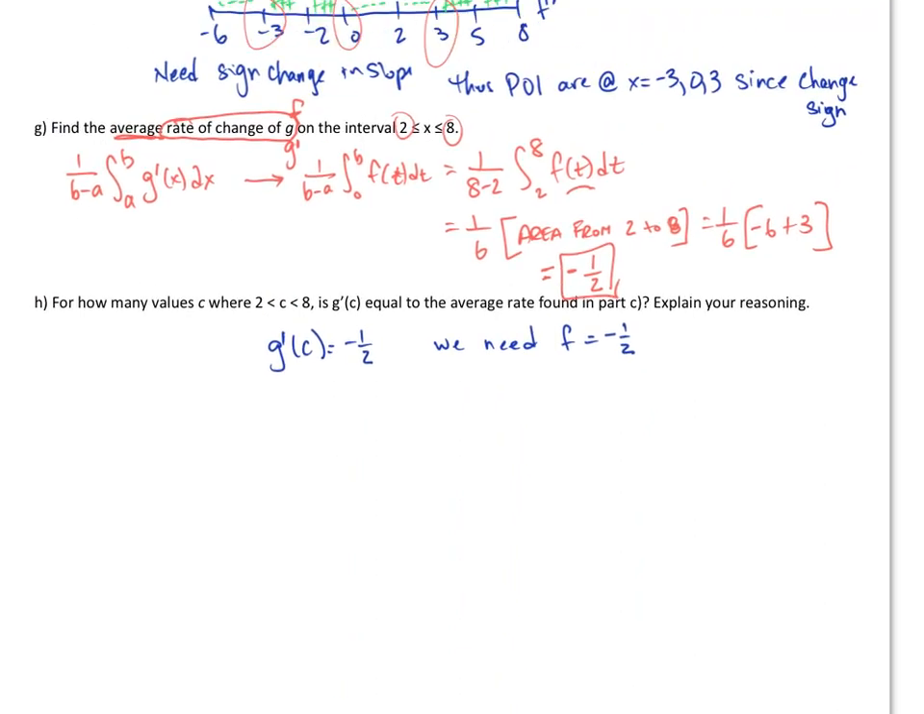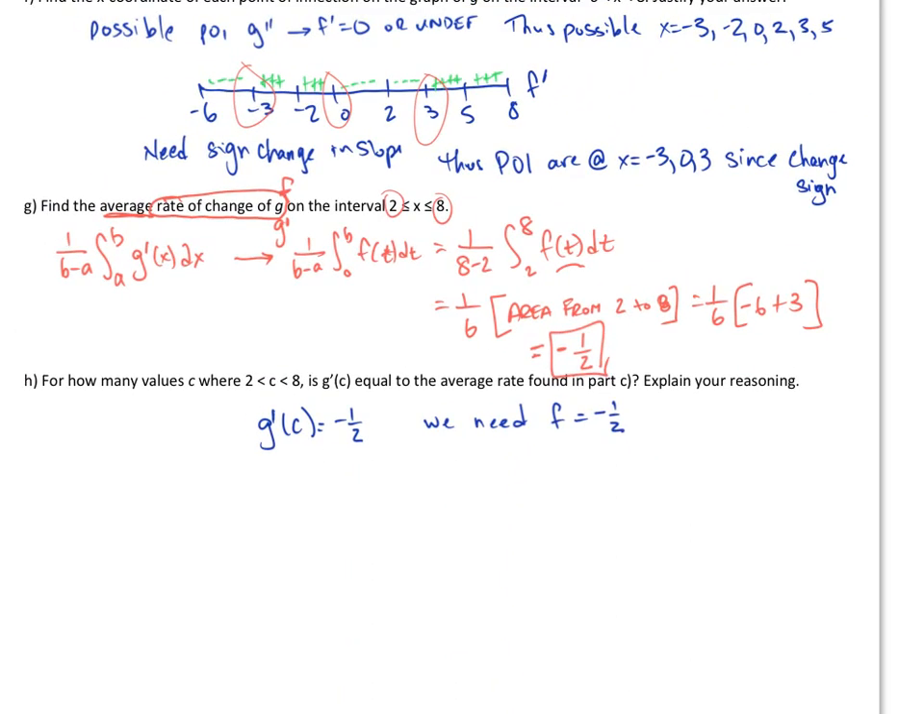So we needed g prime of c to be -1/2, which is f to be negative 1/2. We drew our line, so it must cross 4 times. So we can say 4 c values. And I've explained it to you because g prime of c needs to be -1/2, which means f needs to be -1/2, and I can take a look on my graph for that.